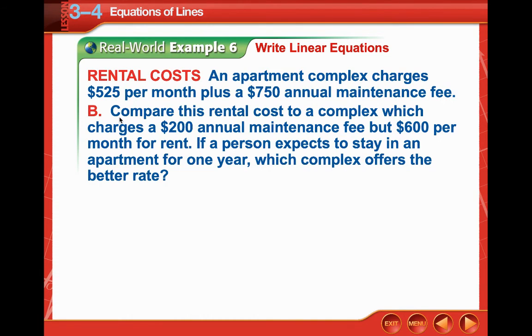Did I do it right? Let me just double check. 525 times 12 is 6,300, plus 750 is 7,050. And then the other one is 600 times 12, which is 7,200 plus 200. So it's actually going to be more expensive for you to rent the second one at $600 per month. You should get the first one.